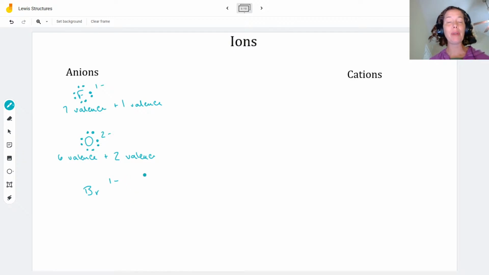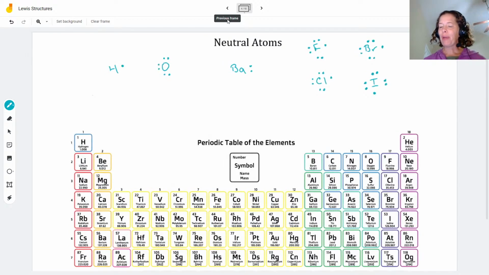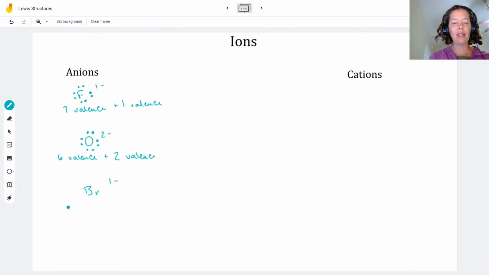So when bromine becomes an anion, it has a charge of -1. Looking back at our periodic table, bromine is right here underneath chlorine. So as a neutral atom, bromine has 7 valence electrons. And because it has a charge of -1, it means it's gained 1 electron. So I'm going to add 1 valence. So again, 8 valence electrons.